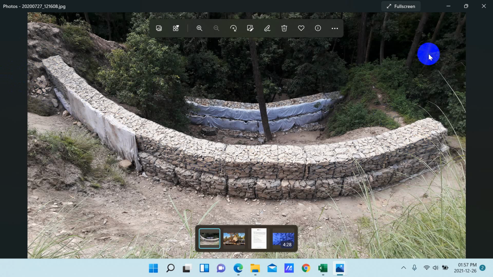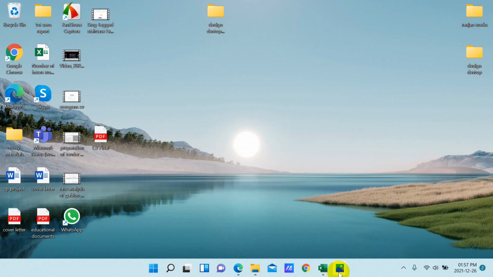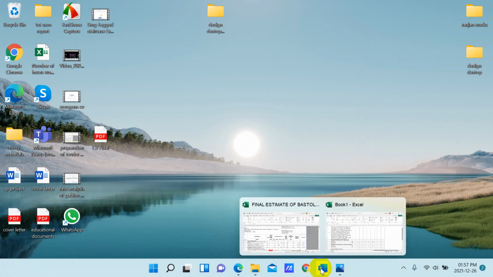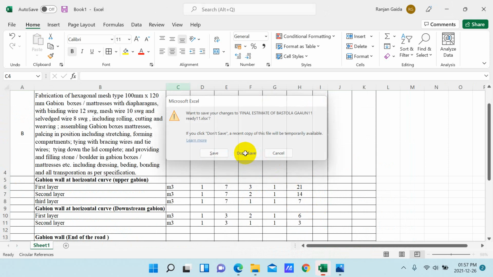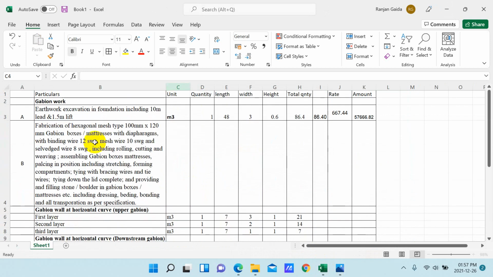So at first we have learned what a gabion wall is and what it looks like. I will come into detail about this within a very short time. So at first, let us go towards our estimate portion. This is how we do the estimation of gabion wall.